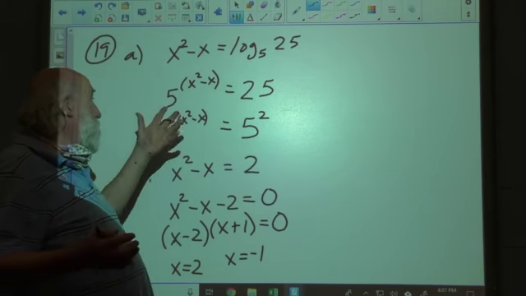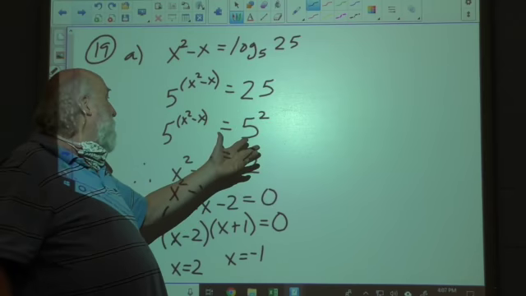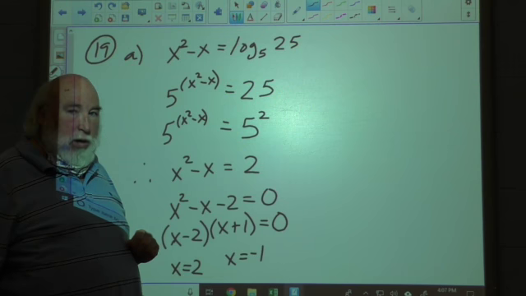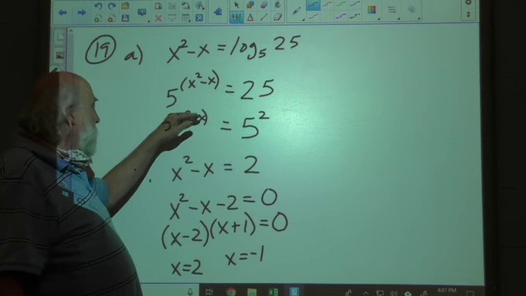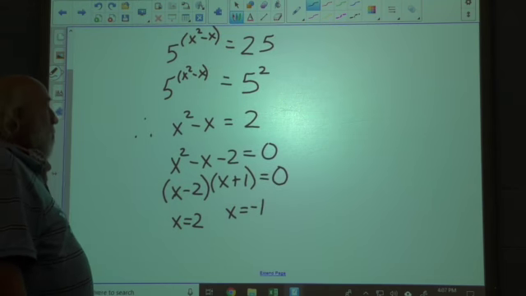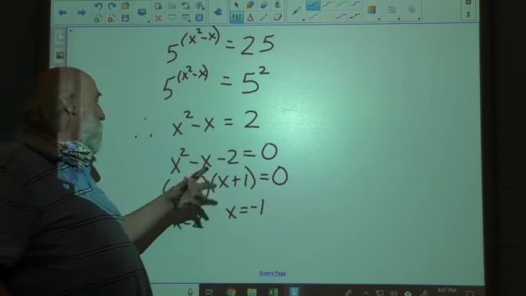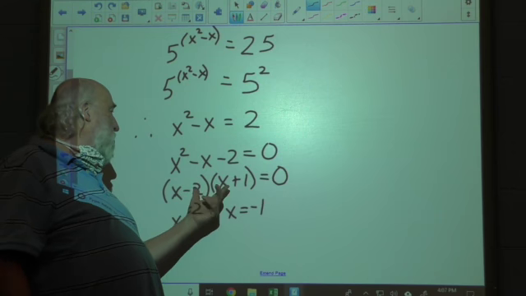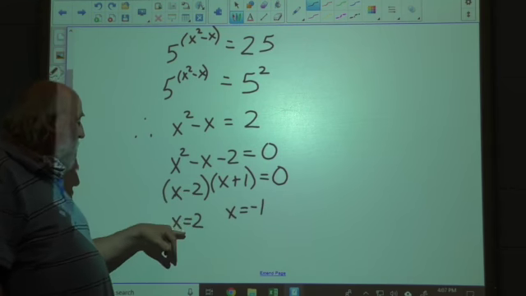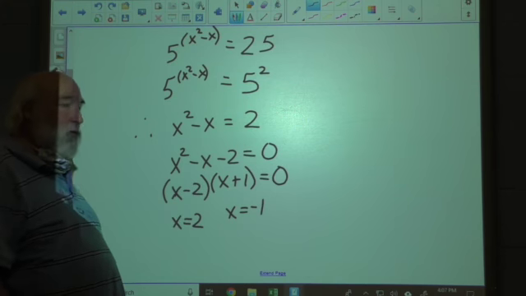Well, we know 25 is 5 to the second power, and now we know that since these are equal, their exponents are equal. So x squared minus x equals 2, which is what I have there. So we just bring the 2 over by subtracting 2, and then we factor it. (x minus 2)(x plus 1) equals 0. Set them both equal to 0. x equals positive 2, x equals -1.